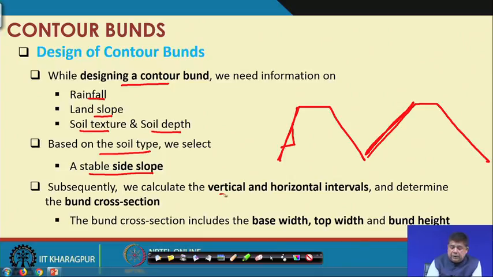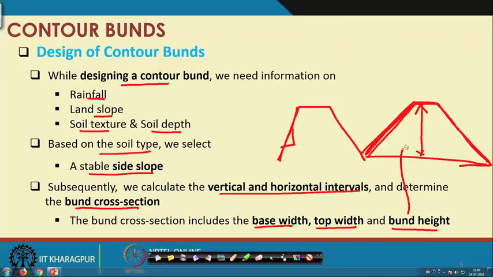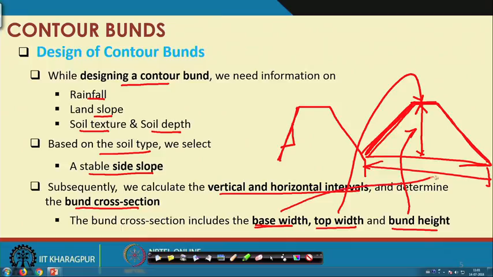Subsequently, we calculate the vertical and horizontal intervals, which basically govern the spacing between the consecutive structures, and then also we calculate the bund cross section. When we say bund cross section, this involves base width, top width and bund height. If we consider this a typical cross section, then this is the bund height, this one is the top width, and the base width is this to this, which we have already considered earlier. So, for the cross section, we have to decide on the height, the top width and the base width, and of course, the spacings have to be decided.